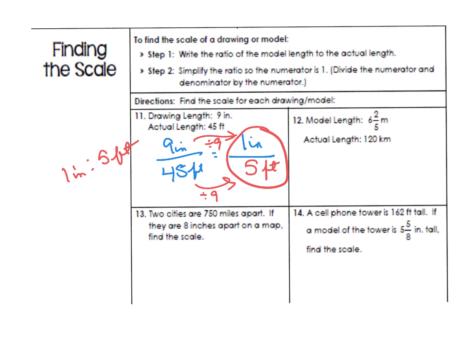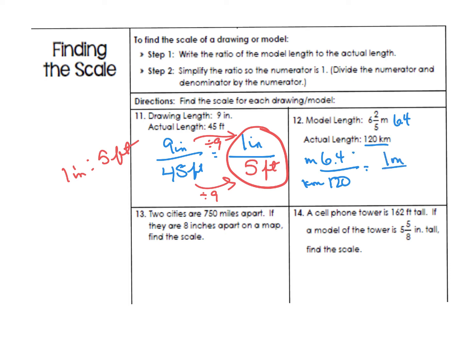So let's do number 12. The model length is 6 2/5 inches. If I put that into a decimal, it's 6.4. Actual length is 120. So we're going to put 6.4 meters is 120 kilometers. So what would 1 meter represent?